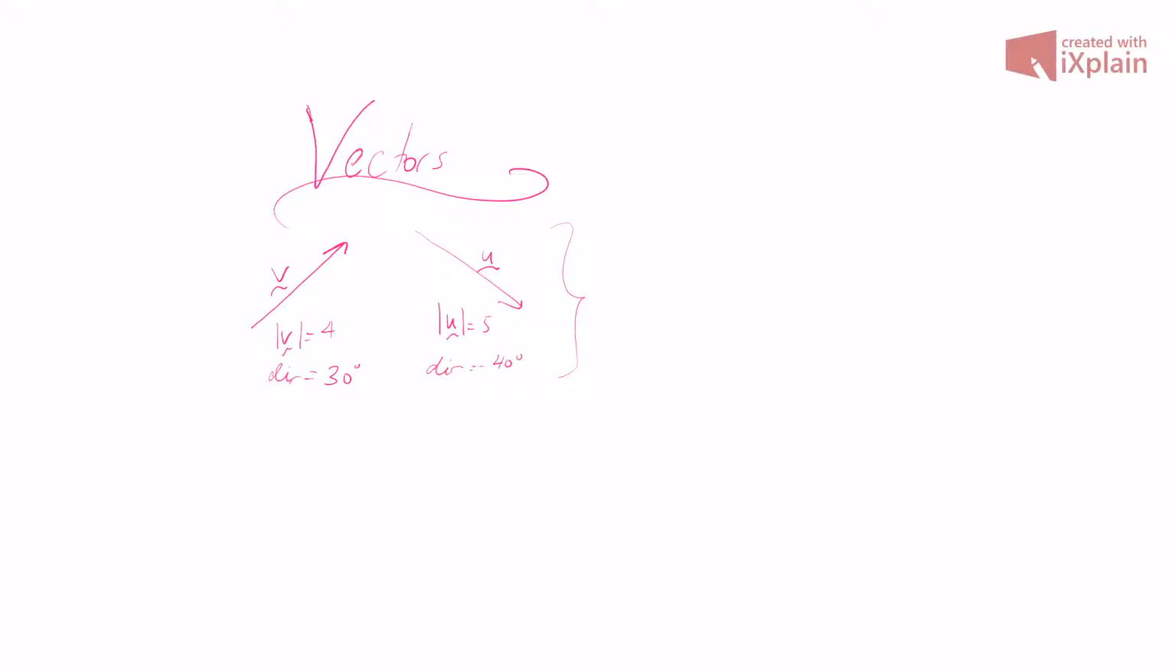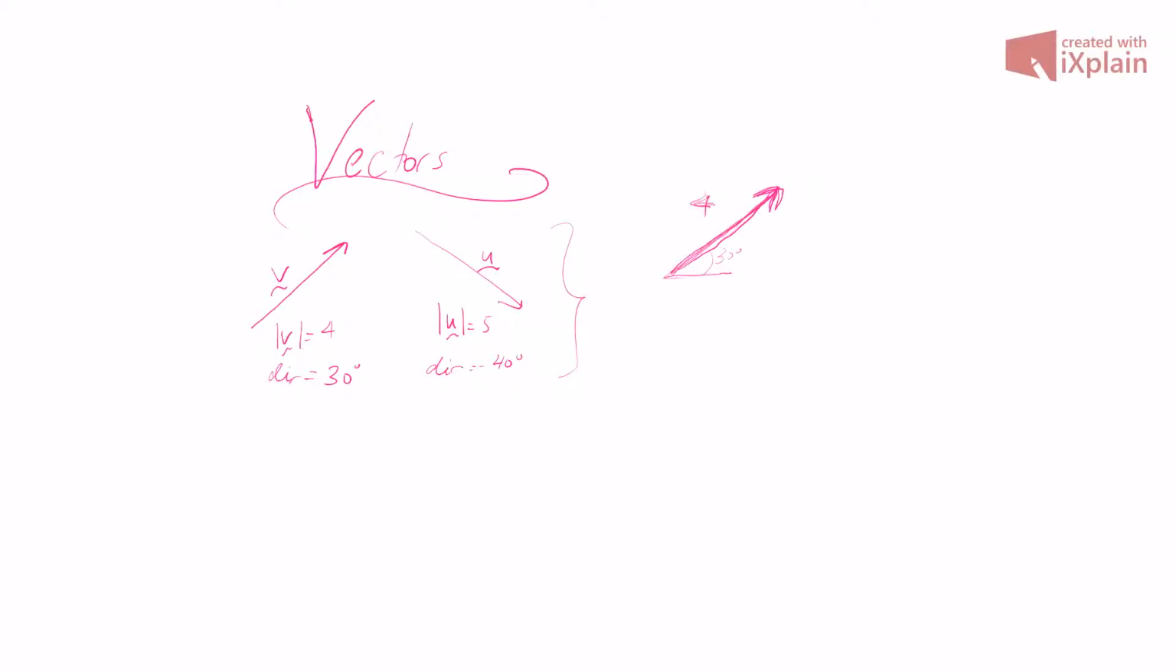So I'm going to start by drawing V, and it's got a positive direction. Its direction is approximately 30 degrees, so it's approximately there. It's about 4 units long. Now remember, when we do vector addition, we draw the first vector, and then we put the second vector on by adding it onto the head of the first vector.